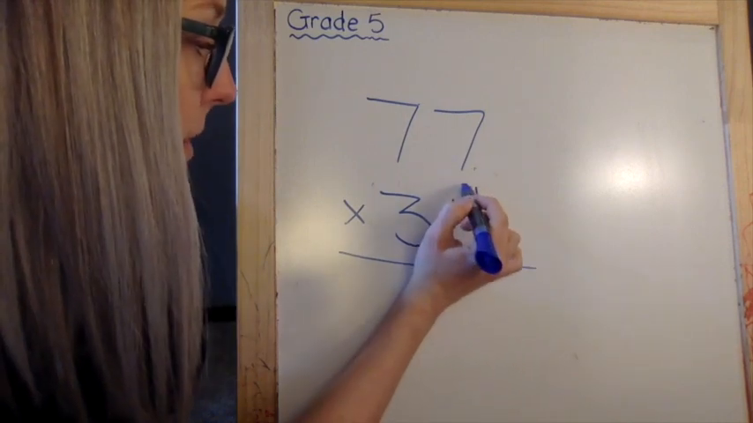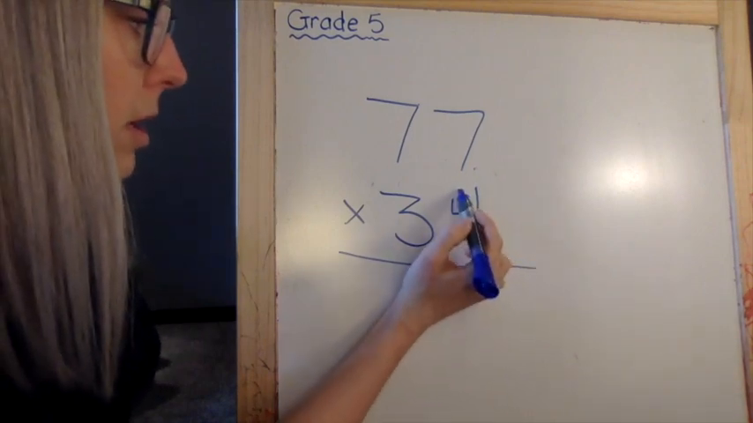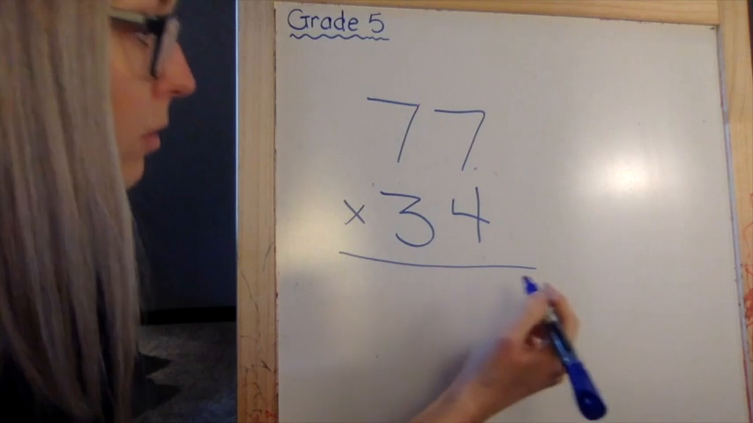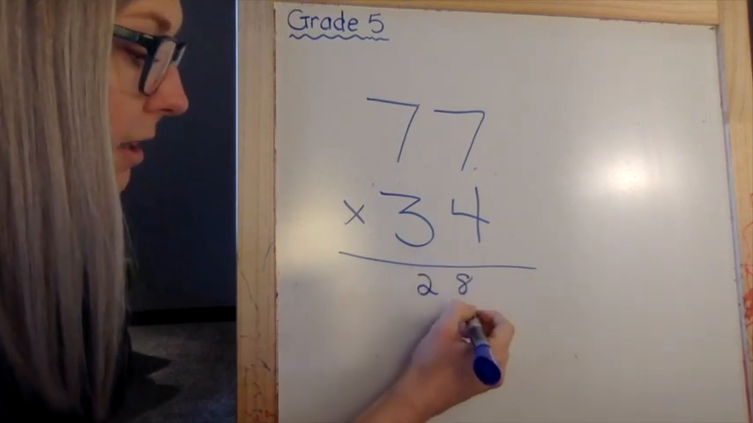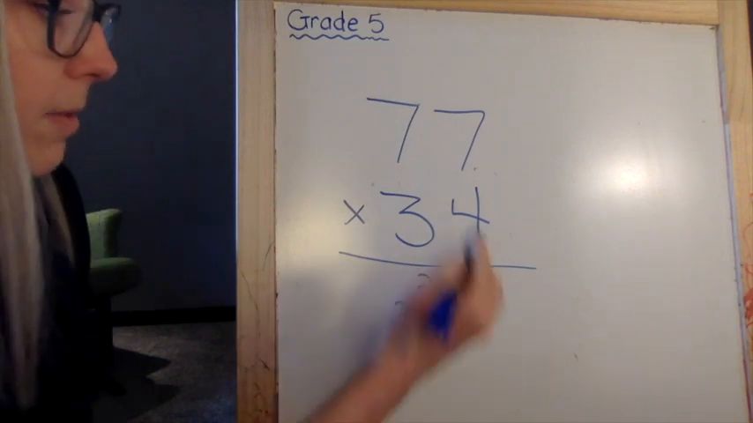So I'm going to start this. I want to do my 4 times 7 and 4 times 70 to start. So 4 times 7. I'm going to think of my 4 times tables. 4 times 7 is 28. Now 4 times 70, I just put a 0, and then I do 4 times 7 is 28. Okay, those ones are done.